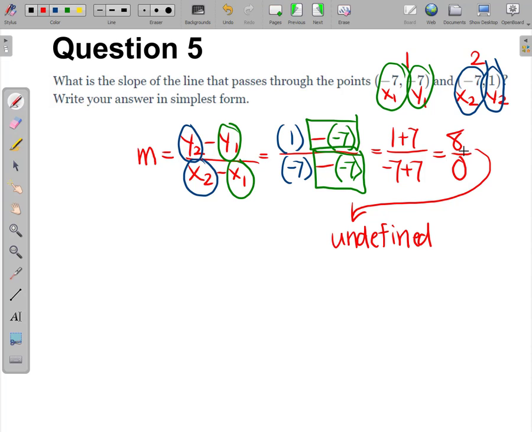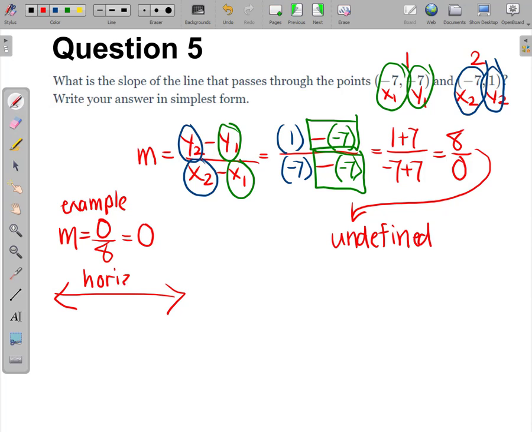Now, just to give you a quick example, if the m was the reciprocal, and that would be 0 over 8, well, that would just be 0. So a 0 slope is going to look like this, just for review, and that's a horizontal line. But over here, when 0 is under the line, it's called undefined, and an undefined slope is simply a vertical line like that. And there's a quick review of how to find the slope from points.